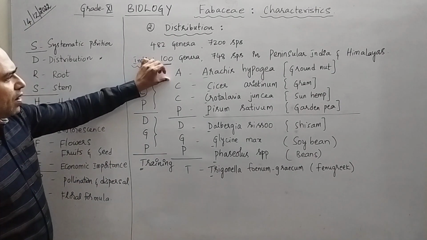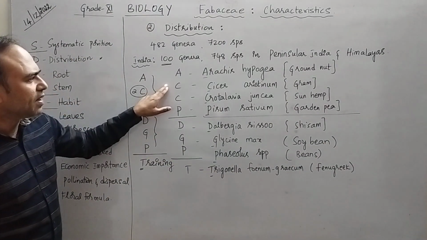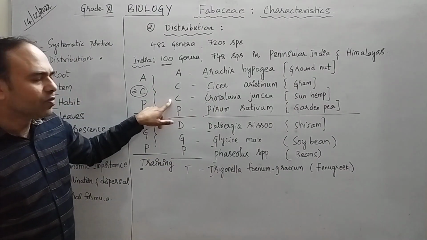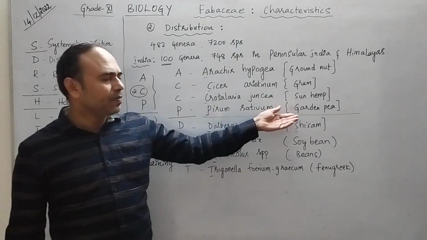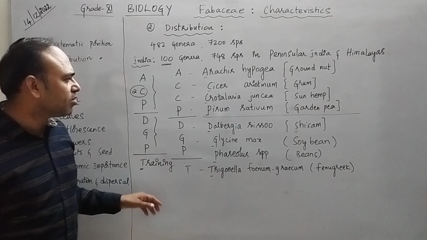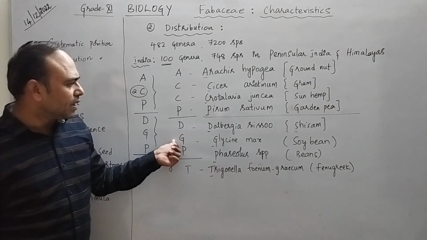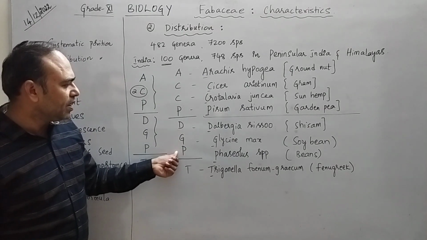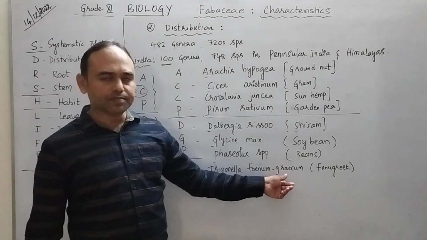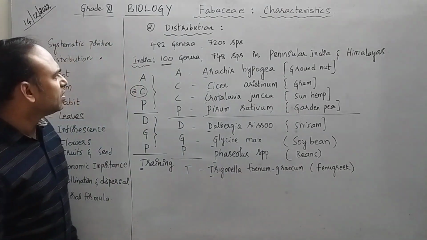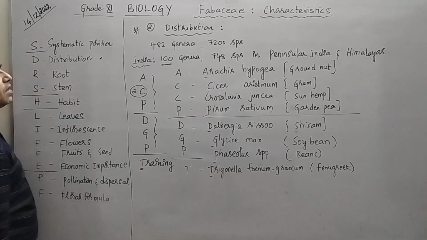A for Arachis hypogaea, common names I have written in the bracket. C, Cicer arietinum, and the next C is Crotalaria juncea. P for Pisum sativum, the garden pea. Mendel proposed his laws on this plant. D, Dalbergia sissoo, and G for Glycine max. P, Phaseolus species, and T is Trigonella foenum-graecum, that is fenugreek. So using this simple mnemonic, we can write the second one, that is distribution.